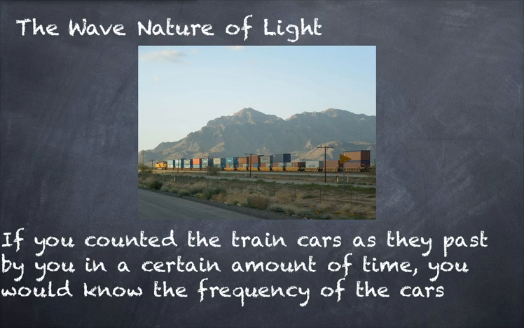If you've ever counted train cars as they passed to see how long a train was, if you knew exactly how long those train cars were, and you knew how many of them passed in a certain amount of time, you could easily figure out how fast the train was going. If you didn't know the size of them, but simply knew that they were all the same size and that they passed in a certain amount of time, at least you could figure out the frequency.